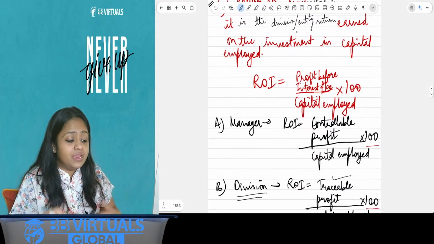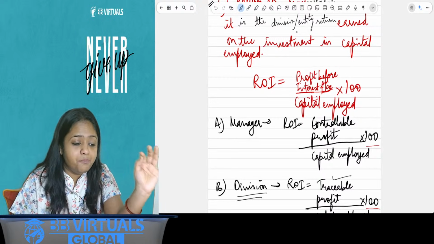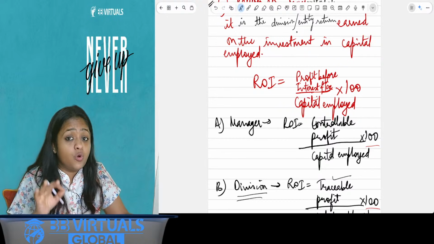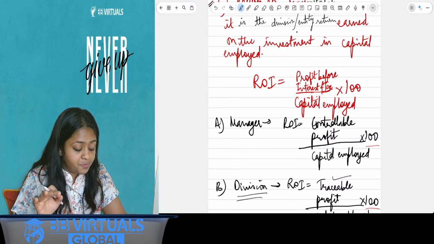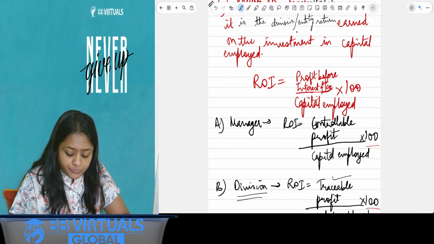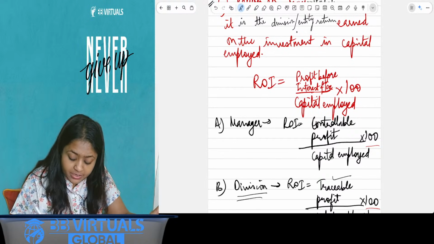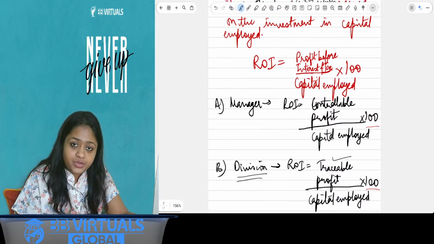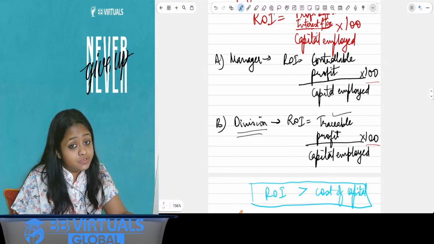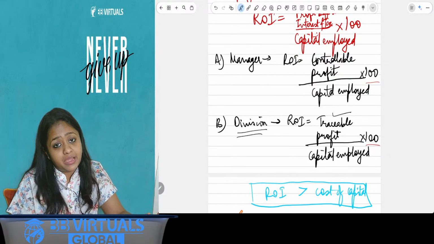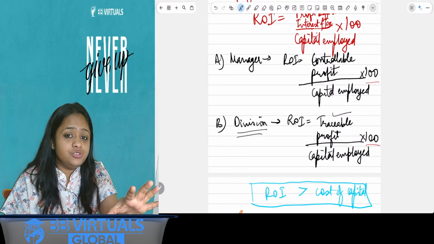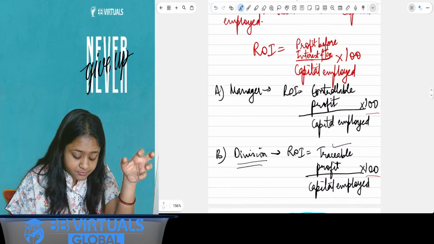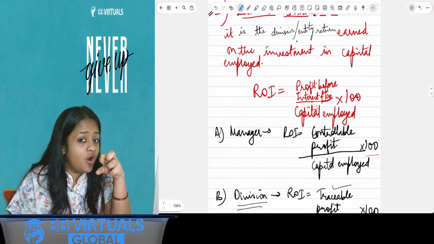But remember, when you evaluate the performance of the managers, it is very important for you to take only controllable profit, because that's the most perfect one, right? So we'll have controllable profit divided by capital employed multiplied by 100. Clear? If you want to calculate divisional profit, then you will take traceable profit divided by capital employed into 100. So the question is, ma'am, what are we looking for? Are we looking to calculate the controllable profit or divisional profit?